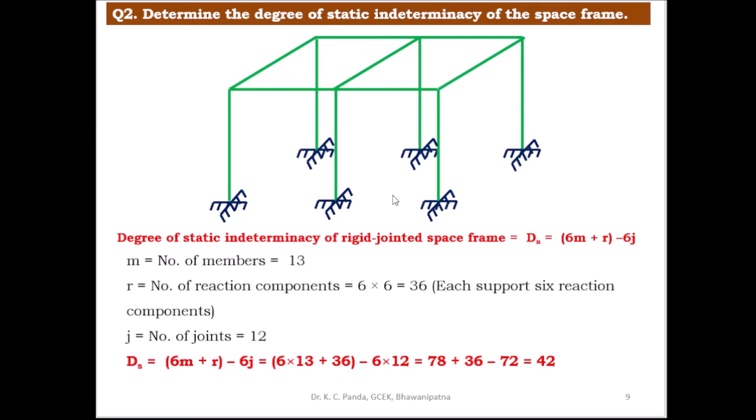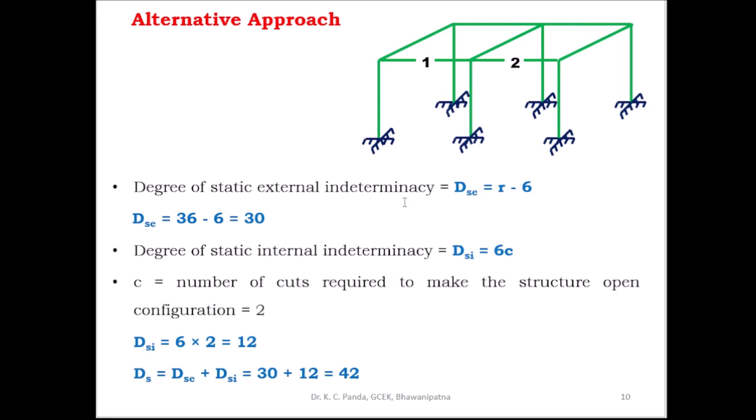And also you can find out using the alternative approach. In the alternative approach you have to find out the degree of static external indeterminacy and the static internal indeterminacy. The degree of static external indeterminacy can be found out from the support reactions, from the support condition. Here there are 6 supports and all the supports are fixed, and at each support there are 6 reaction components. So the total number of reactions is equal to 36. R is equal to 36, and by using this equation DSE is equal to R minus 6, you can find out the degree of static external indeterminacy. DSE is equal to 36 minus 6 is equal to 30.